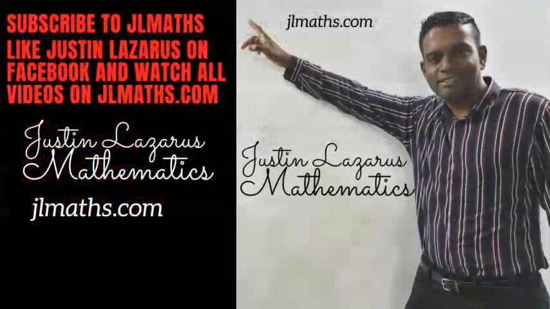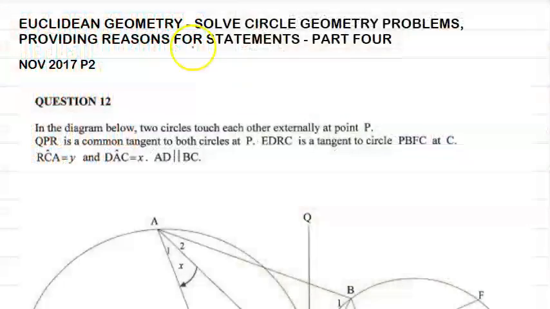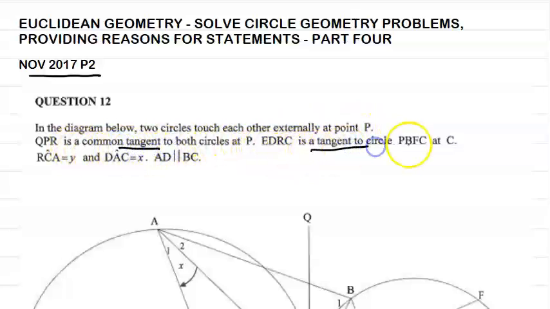Today's video lesson, we're going to be looking at Euclidean geometry, solving circle geometry problems, providing reasons for statements, part 4. The question that we're going to be looking at today is from the November 2017 paper 2. It reads as follows. In the diagram below, two circles touch each other externally at point P. QPR is a common tangent to both circles at P. EDRC is a tangent to circle PBFC at C, RCA equals Y, and DAC equals X, and we've got AD is parallel to BC.